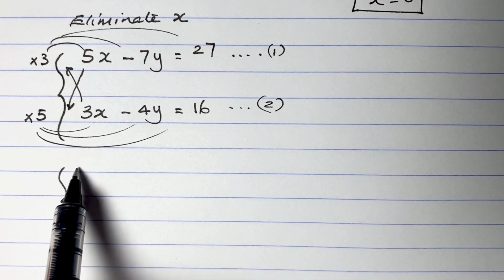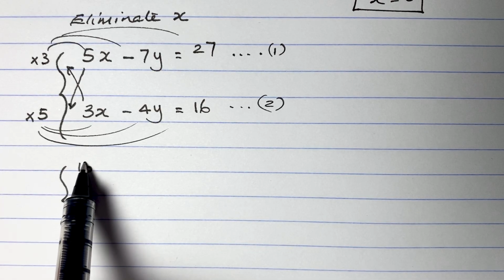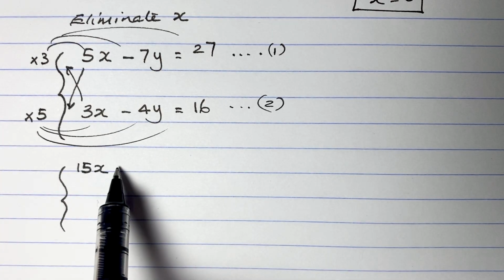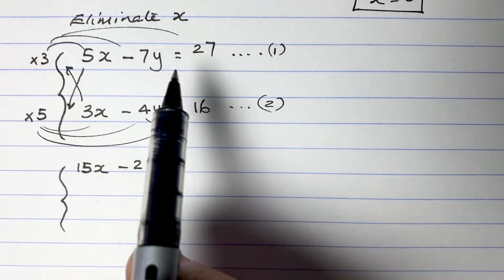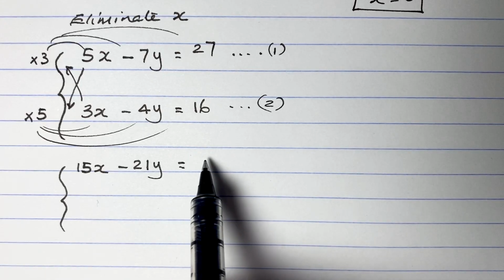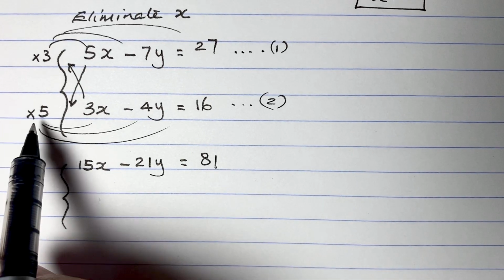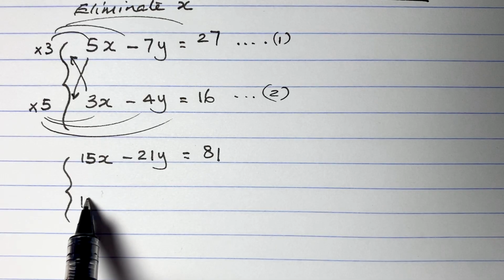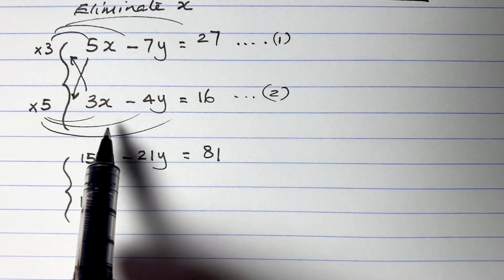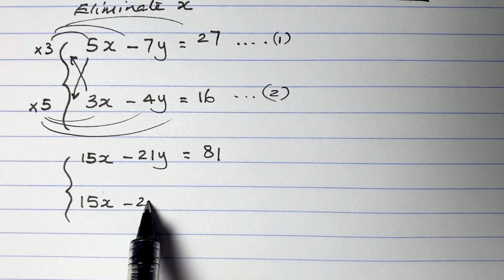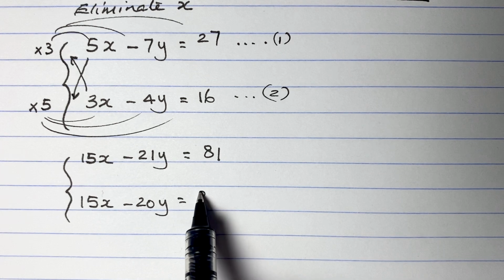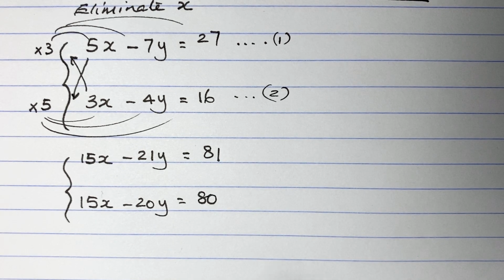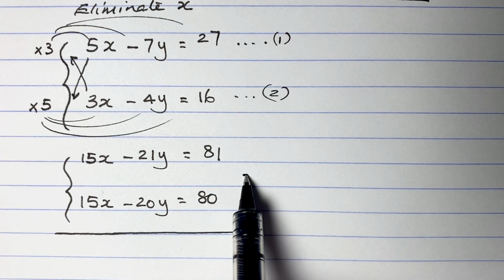Three times 5x is 15x. 3 times minus 7 is minus 21, therefore minus 21y. And 3 times 27 is 81. 5 times 3x is 15x. 5 times minus 4y is minus 20y. 5 times 16 is 80. Now put a line under. And as always, add.